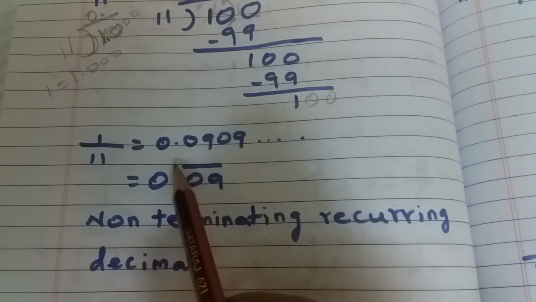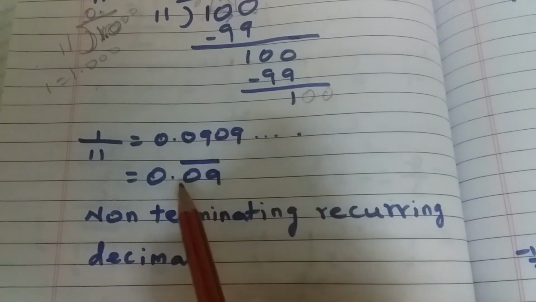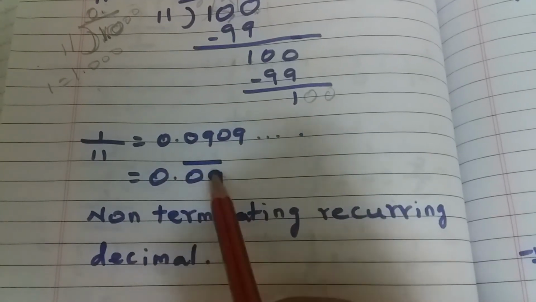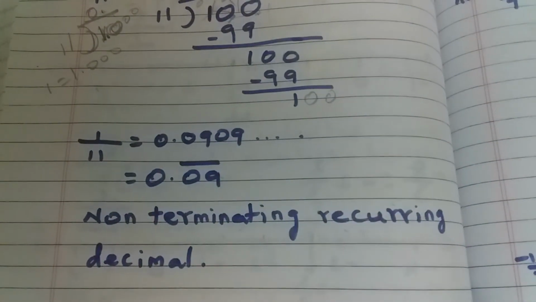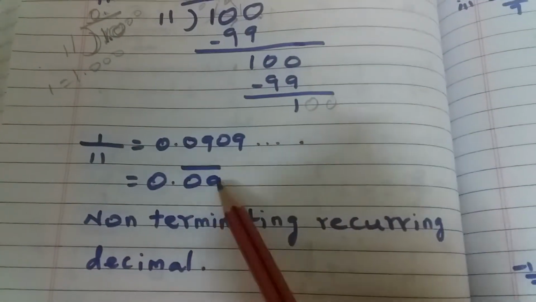And in short, how can we write this? Put etc. 0 9 0 9, it goes on and on. So to denote it properly, 0.09, for 0 9, you put a bar on top. It means it is repeating 0 9. That now digits 0 9 are repeatedly coming.